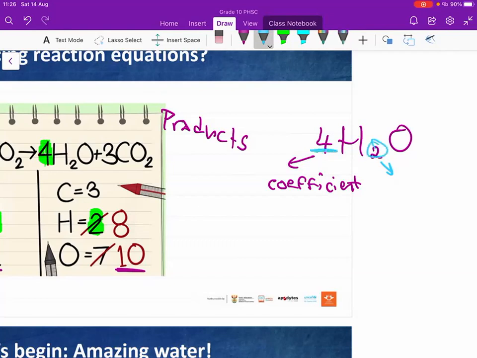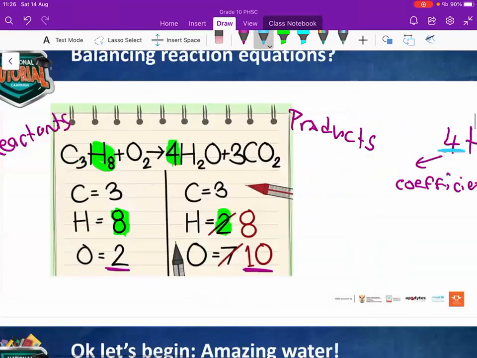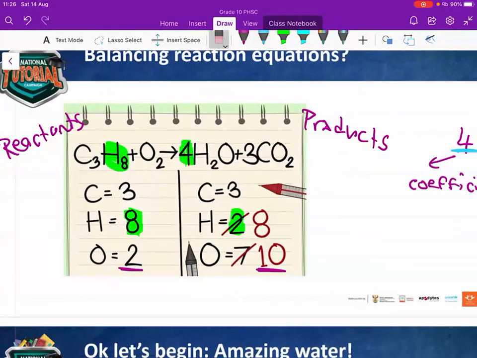So whenever you're balancing, you're adding a coefficient in front of the molecule or the formula. So we put a 4 in front of the H2O, and that means now we've got 4 H2s, so that means we've got 8 altogether now, which now balances with this 8. Hooray. Let's look at our carbons. We've got 3 carbons there. If we put a 3 in front of the CO2, we can have 3 carbons. Hooray. And if we have the 3, then we've got 6 oxygens.